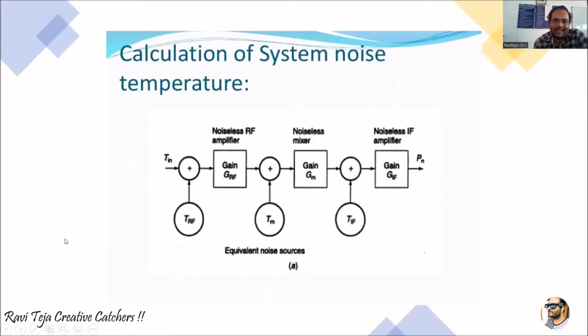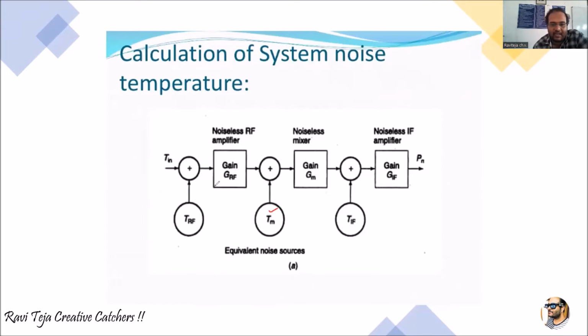Now, how is the system noise temperature calculated? Initially, we consider T in, the temperature with respect to the input, and add a summation of T RF, the temperature with respect to the radio frequency signal. These two are combined with the help of summation and given to a noiseless RF amplifier, from which we get the gain, denoted by GRF. This GRF is then added with one more temperature, TM, where M means mixer.